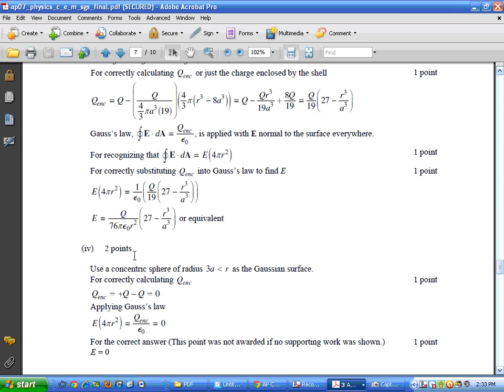And then part 4 was worth 2 points. 1 point was for correctly showing that the enclosed charge was 0, and 1 point was for explaining, showing with Gauss's law that the electric field was 0. If you just wrote down that E equals 0, you didn't get any credit for that part.